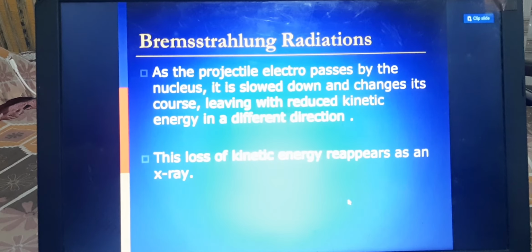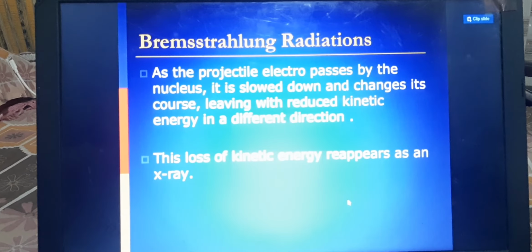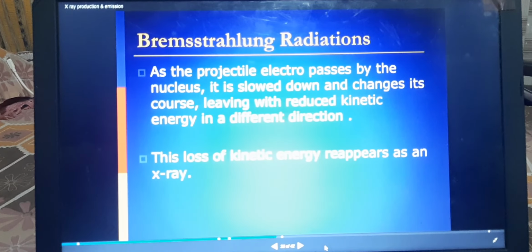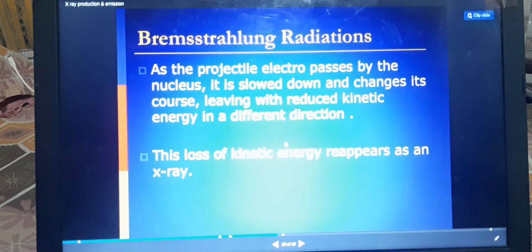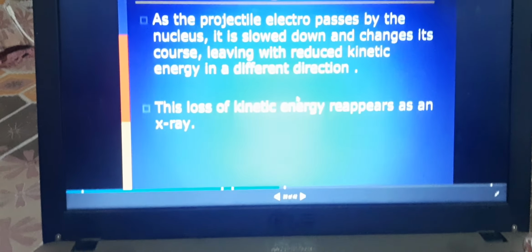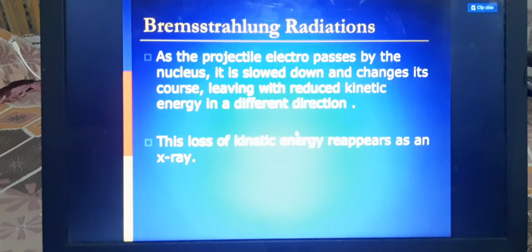As the projectile electron passes by the nucleus, it is slowed down and changes its direction, leaving with reduced kinetic energy in a different direction. As we already discussed, that loss of kinetic energy appears as an X-ray, or as Bremsstrahlung X-rays.